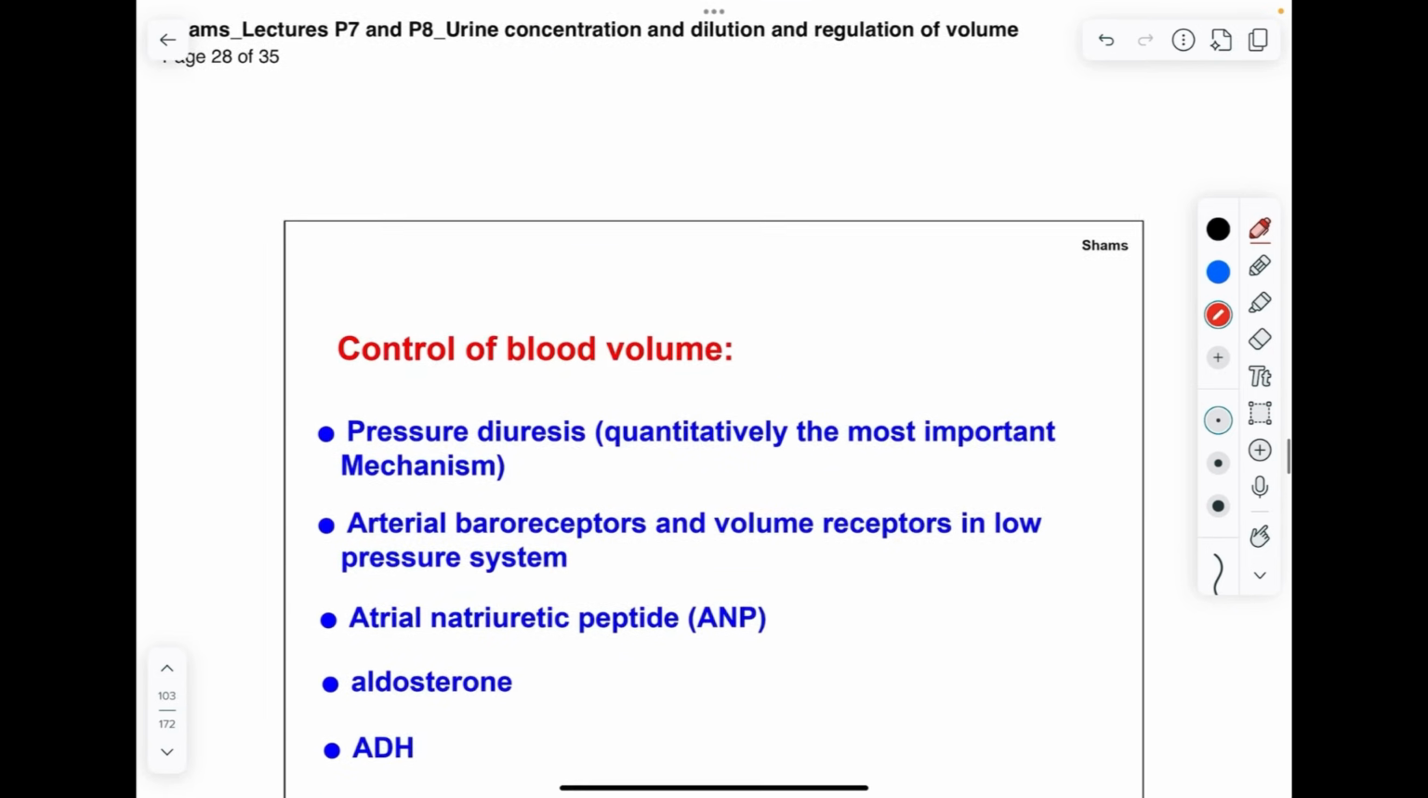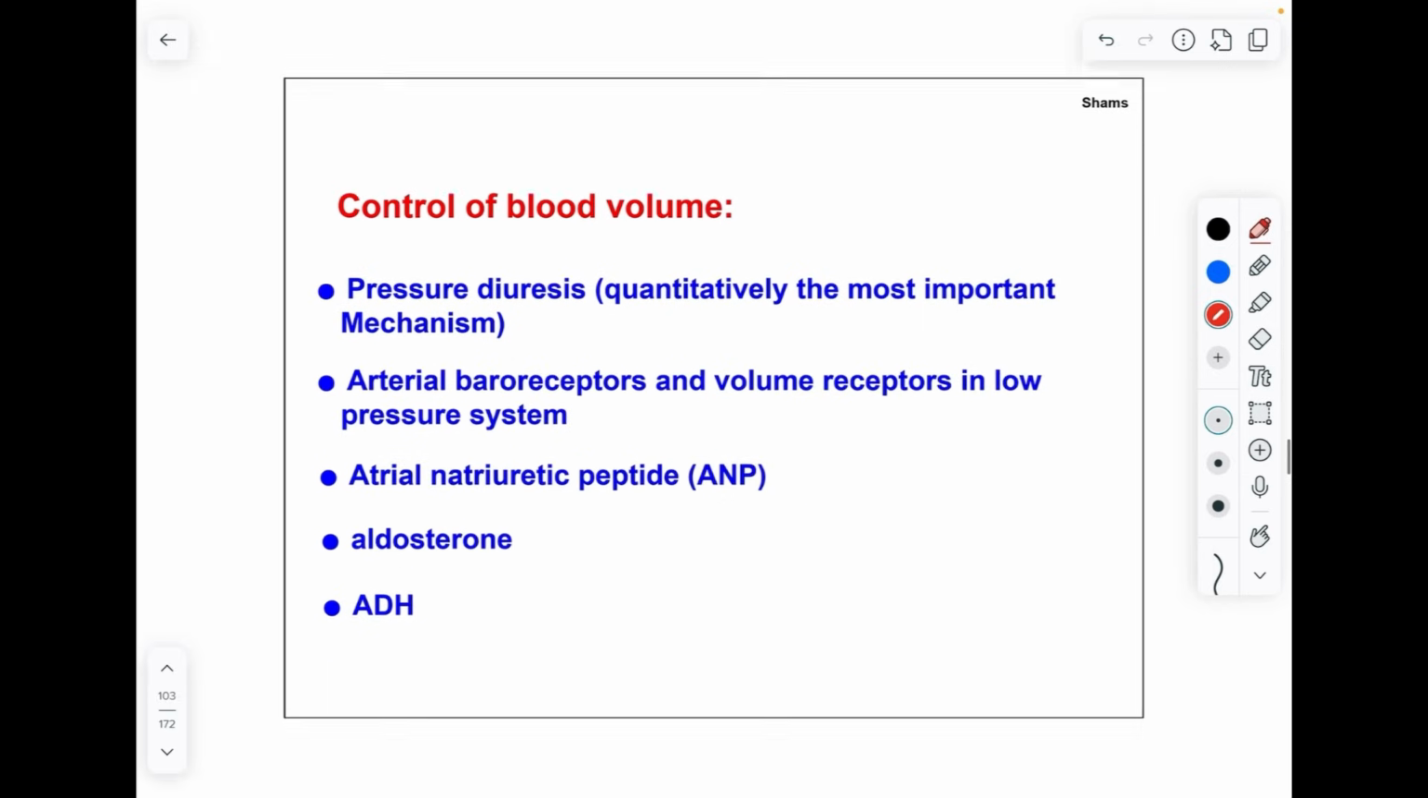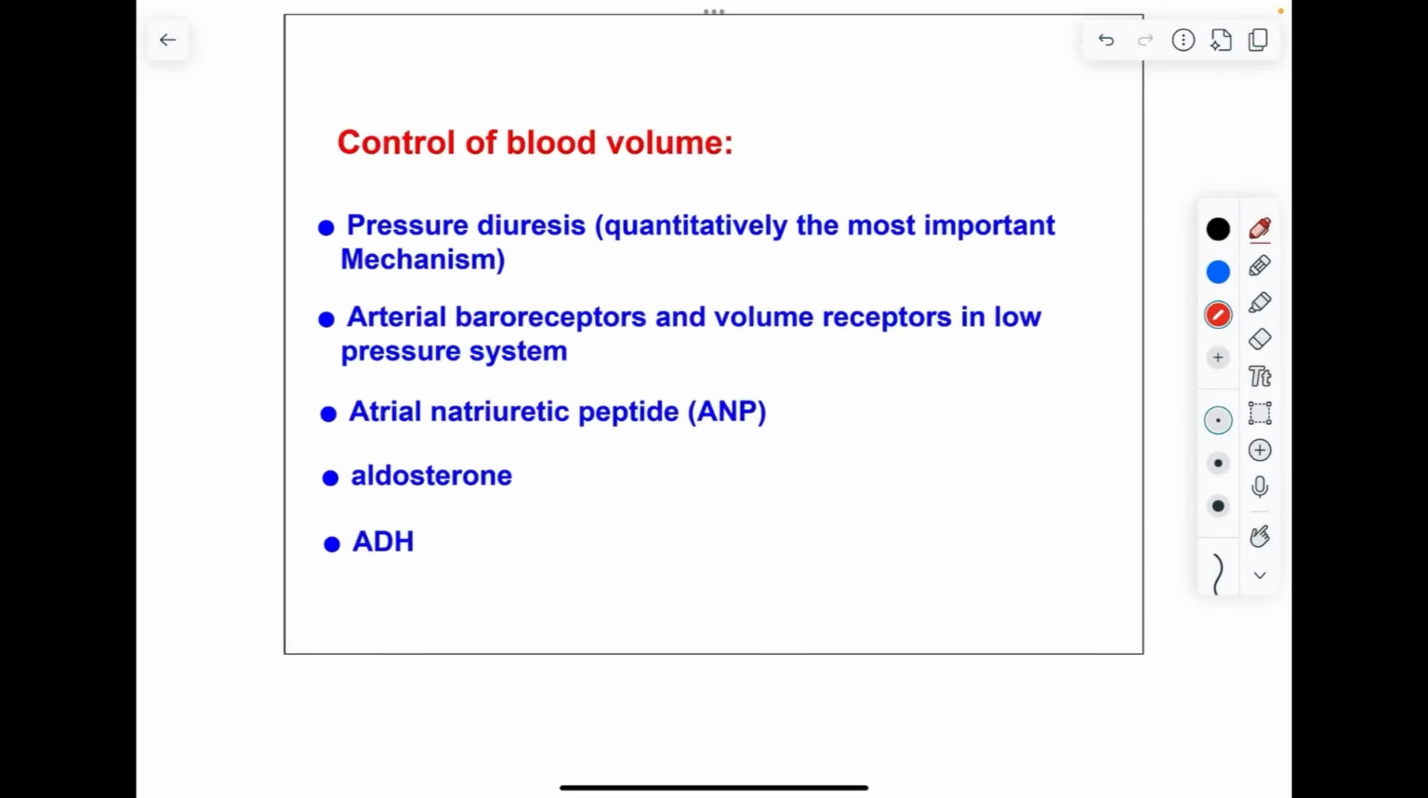How do we control blood volume? I'm sorry guys if this took a bit long, but these 2 lectures are quite long, about 40 slides. Okay guys, so for control of blood volume, we were talking about osmolarity before. Now we are talking about the blood volume.